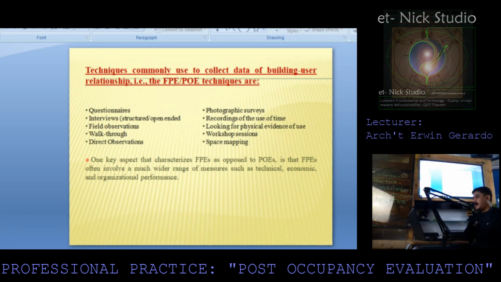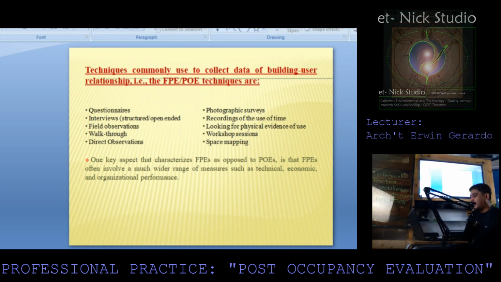Techniques commonly used to collect data on building users' relationships, in facility performance evaluation or post-occupancy evaluation, are questionnaires, interviews, structured or open-ended interviews, field observations, walkthroughs, direct observations, photographic surveys, recordings of the use of time, looking for physical evidence of use, workshop sessions, and space mapping.